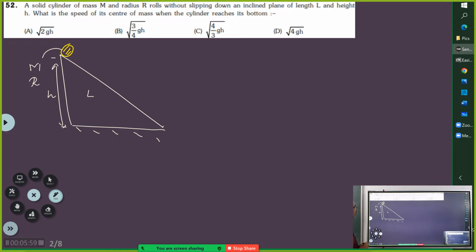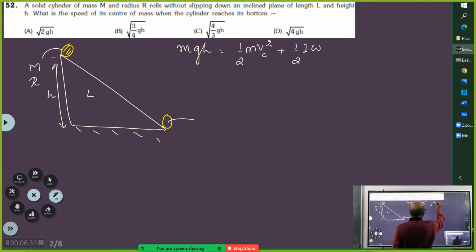So what is the speed of the center of mass? Good. Only one student has done. So when the cylinder reaches the bottom, what are the total energies? At the top, it is all potential energy. So you are going to write the energy equation as mgh is equal to the total energy at the bottom, half m Vc square plus half I omega square. We have just now solved a similar problem, so it should not be difficult.